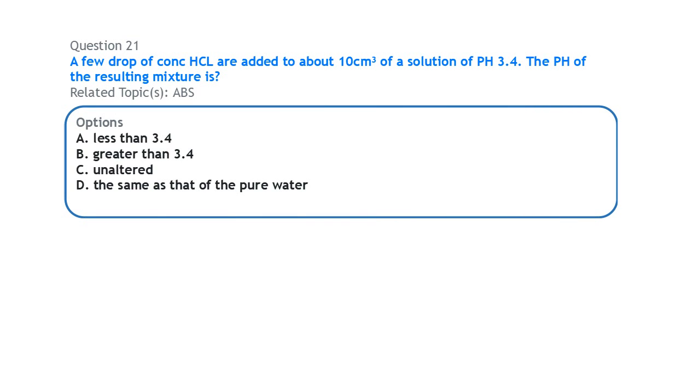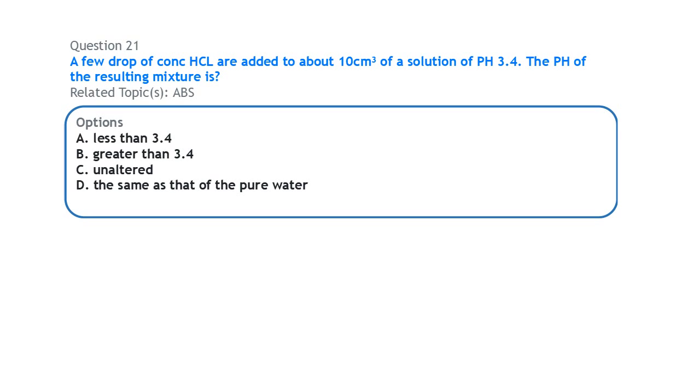First question here: a few drops of concentrated hydrochloric acid are added to another 10 cm cube of a solution of pH 3.4. The pH of the resulting mixture is... Alright, so we know that the pH scale ranges from 0 to 14, where 7 is the neutral point. Below 7 is acidic. A substance that has a pH below 7 is acidic.